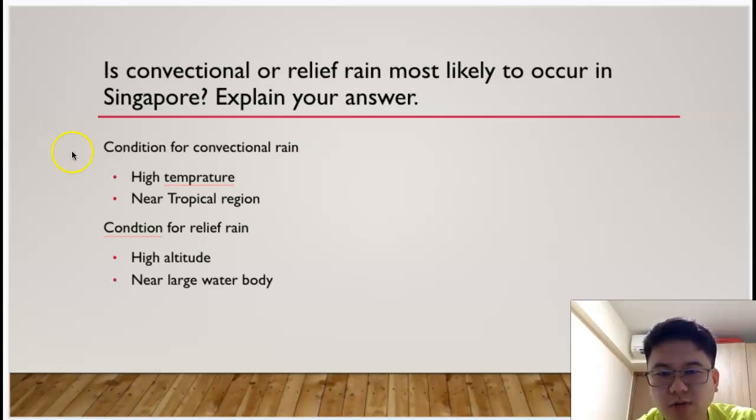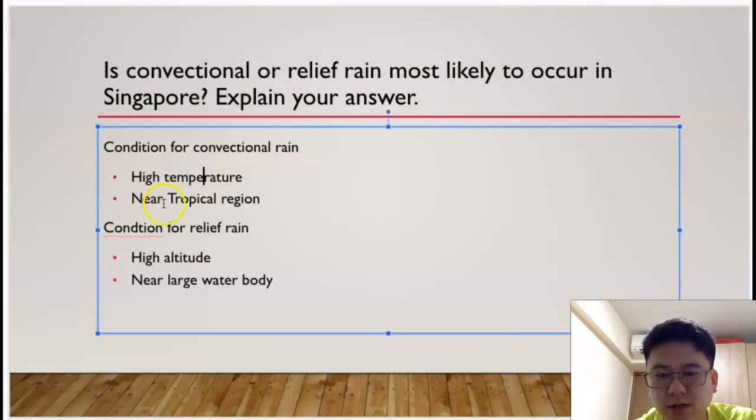For convectional rain to form, there is a need for high temperature. And where is this high temperature on Earth? Usually near the tropical region. Now, conditions for relief rain. How relief rain is formed: definitely there must be terrain of high altitude, meaning very high height. Then there must be a nearby large water body, because that is where the moisture comes from.